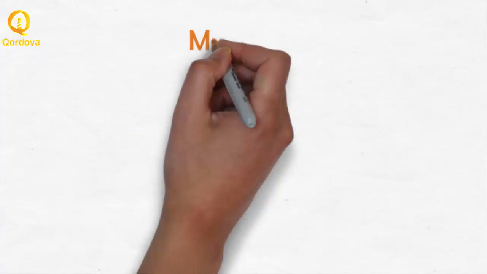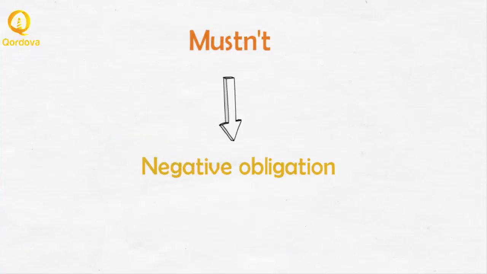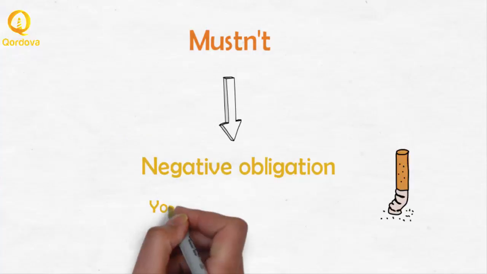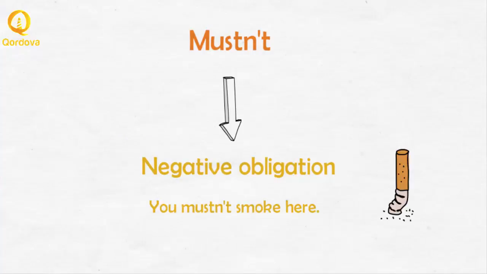And finally, we have mustn't. Mustn't means a negative obligation. You mustn't smoke here.